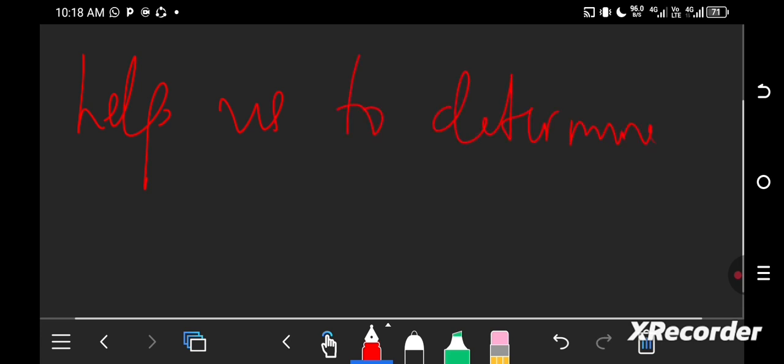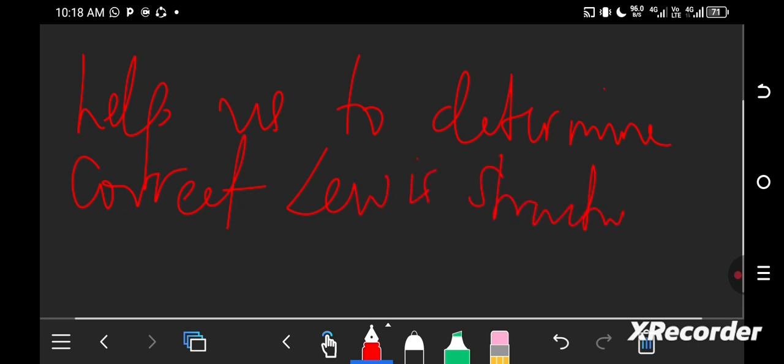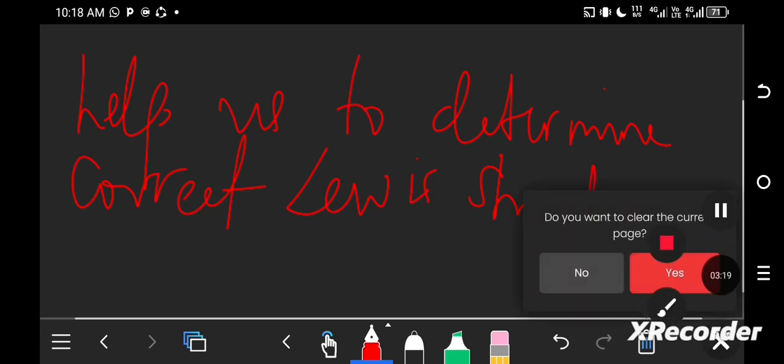So this formal charge helps us to determine or identify the correct Lewis structure. Okay, so that is the importance of formal charge. You can be given a lot of Lewis structures and you can be asked to determine or identify which among those is the correct one.